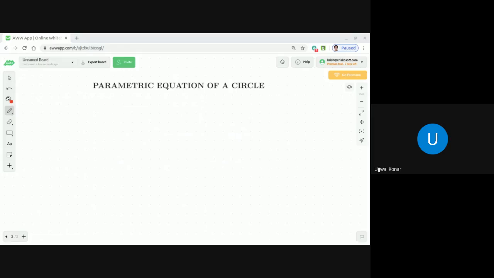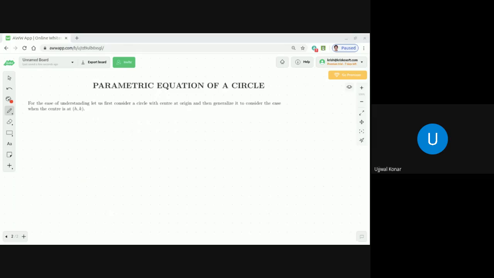First, let me write it down also, so that you get it very clear. As you see in the statement, it is written, for the ease of understanding, let us first consider a circle with center at origin, and then we will generalize it to consider the case when the center is at any arbitrary point h, k.